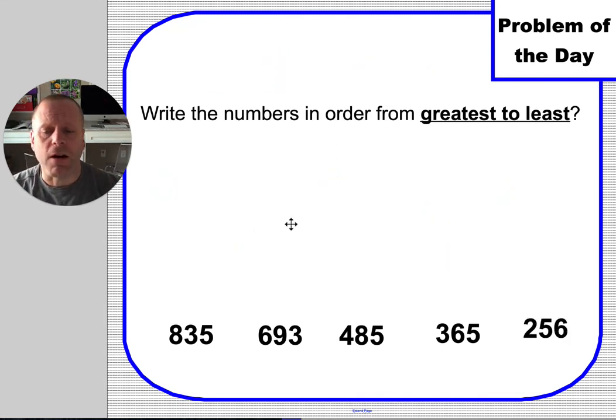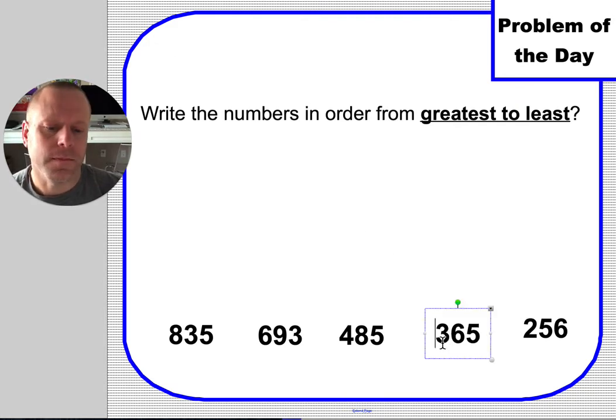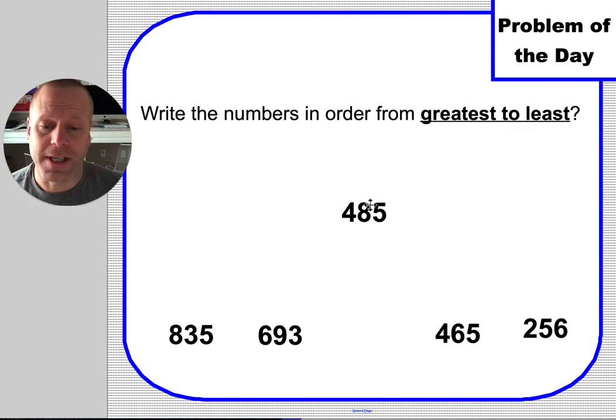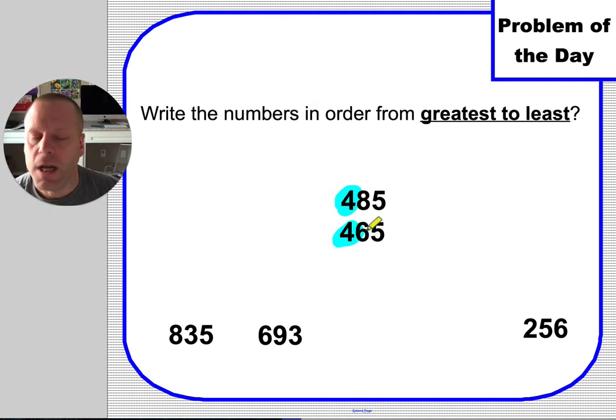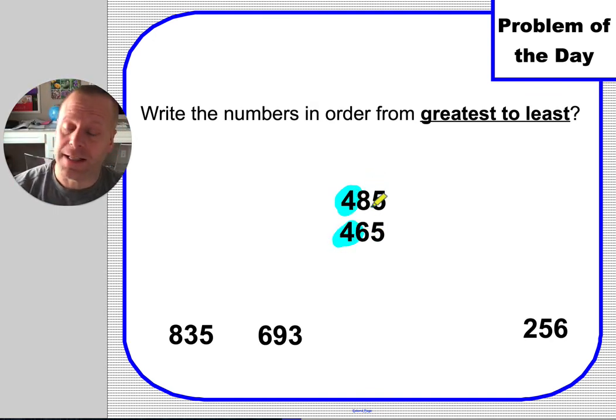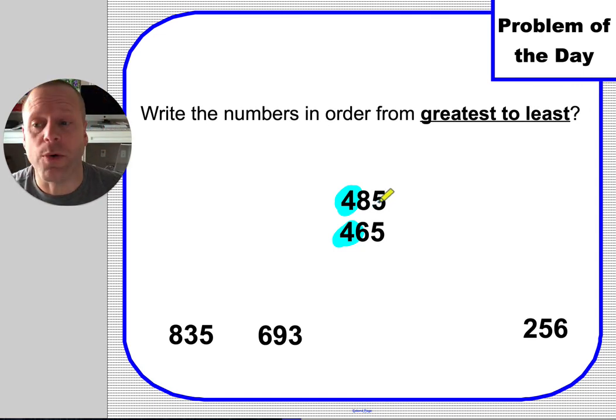Now, to be fair, you do sometimes have to look at the other places, but you're going to do that if the numbers were tied. So for example, let's pretend this was 465 and 485. The hundreds place isn't going to give me enough info in this case. If I look at the hundreds, they're the same. So that's when I'm going to go to the next number. Just like I do in ABC order, I go to the next letter, right?